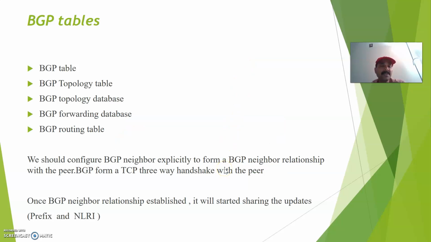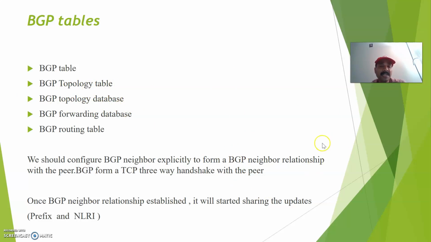So what are the BGP tables? The BGP topology table, or topology database, and another one is the BGP routing table. BGP always utilizes a TCP three-way handshake with the neighbor. Once the neighbor relationship is established, the entire neighbor information will be contained in the topology database, or the topology table. So the topology table contains a summary of all the BGP neighbor relationships.